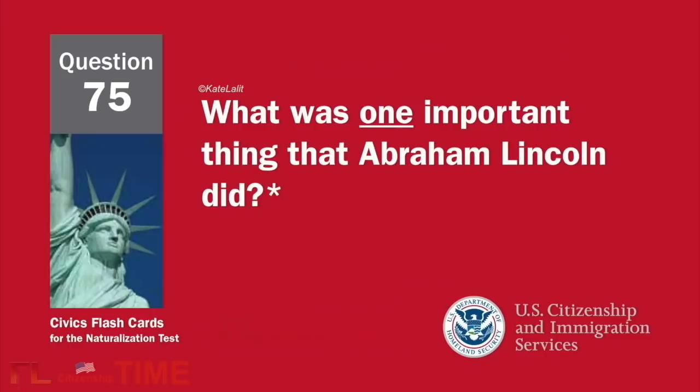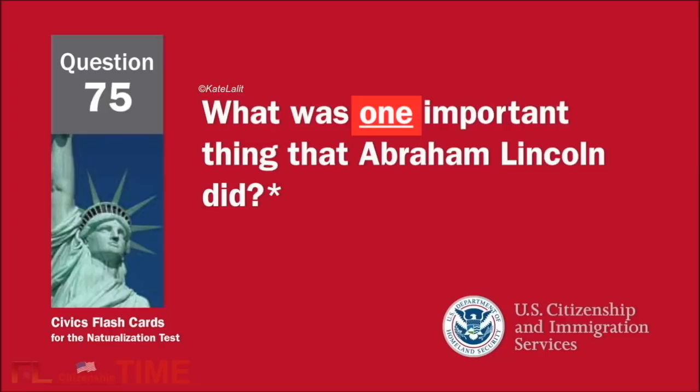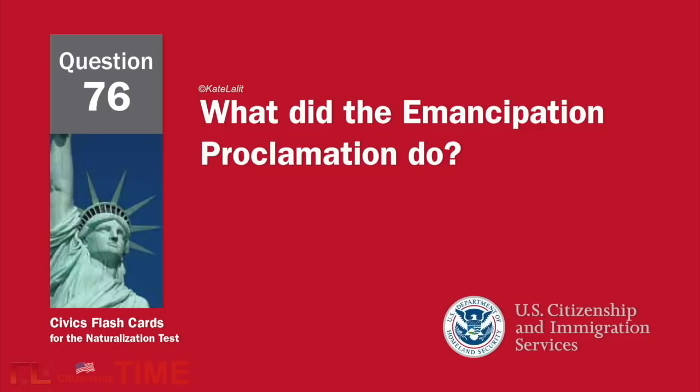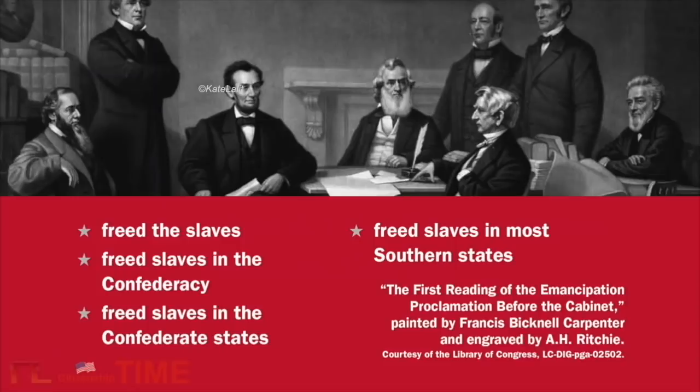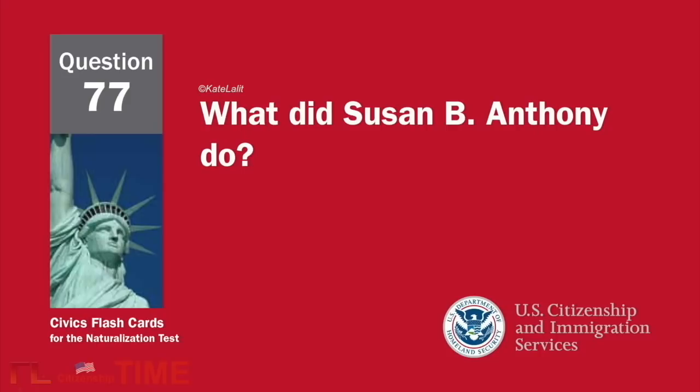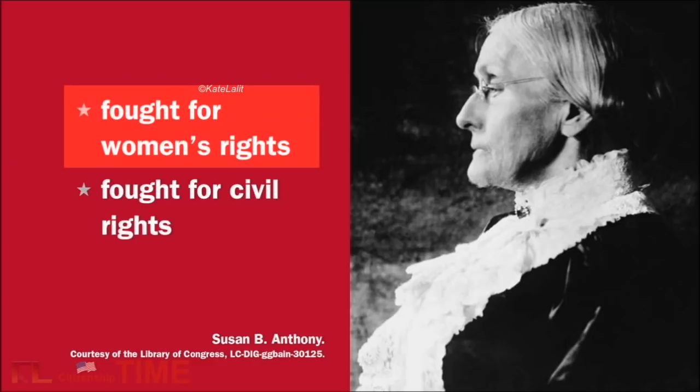What was one important thing that Abraham Lincoln did? Freed the slaves. What did the Emancipation Proclamation do? Freed the slaves. What did Susan B. Anthony do? Fought for women's rights.